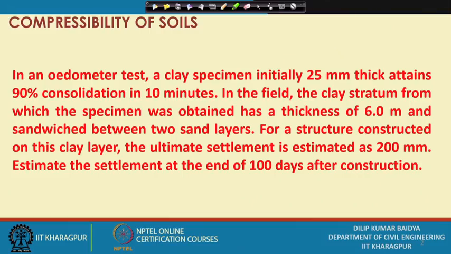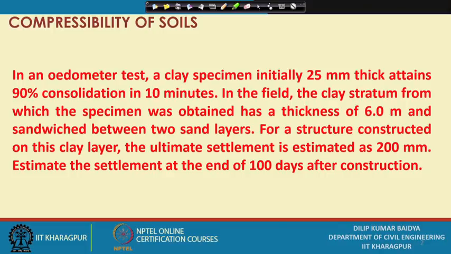You can see in an odometer test, that means consolidation, whatever you do, that is the name odometer, that has a standard dimension, that means diameter and thickness. Thickness sometimes varies. So, 12 to 20 millimeter, sometimes it can be changed also. The clay specimen, initially 20 millimeter thick, attains 90% consolidation in 10 minutes. So, by giving that, actually we are getting some information, that means you will get some soil property.